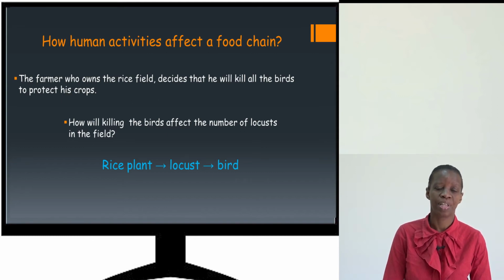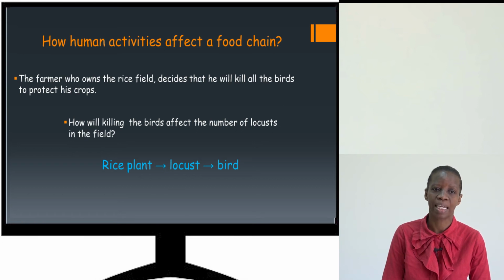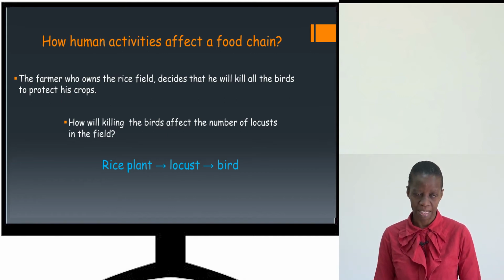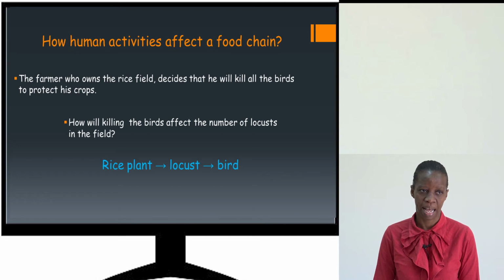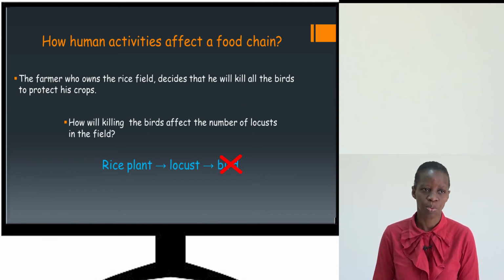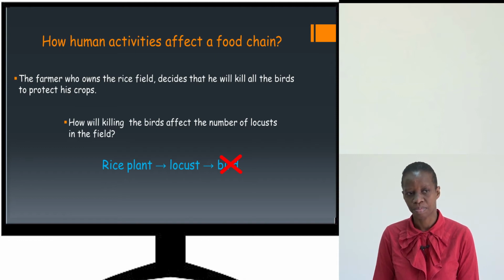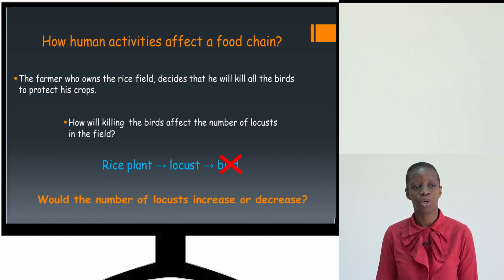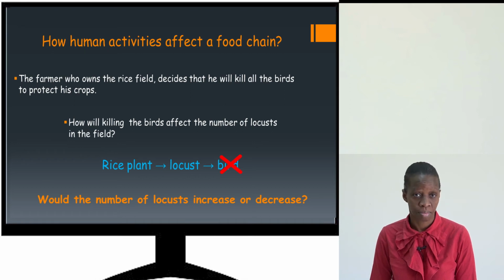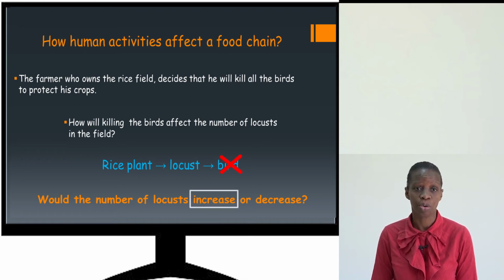Good. Now, this is a question we want to look at. How will killing the birds affect the number of locusts in the field? So look back at our food chain. Rice plant eaten by locusts, eaten by bird. If I kill out the birds, what would happen to that food chain? Would the number of locusts increase or decrease? Yes, they would increase because there would be no bird now feeding on the locusts.